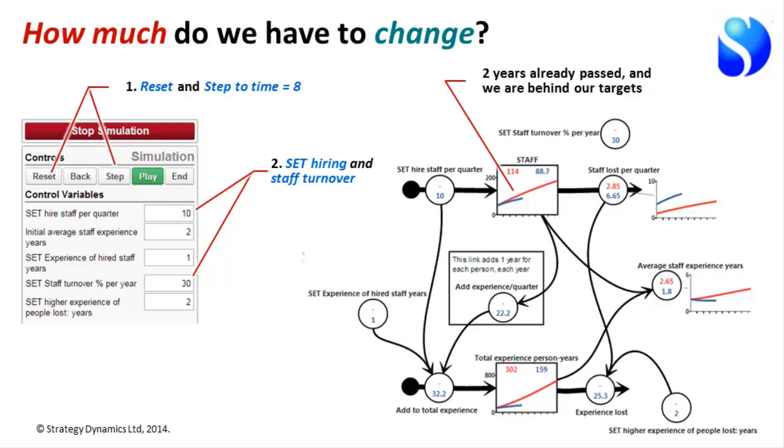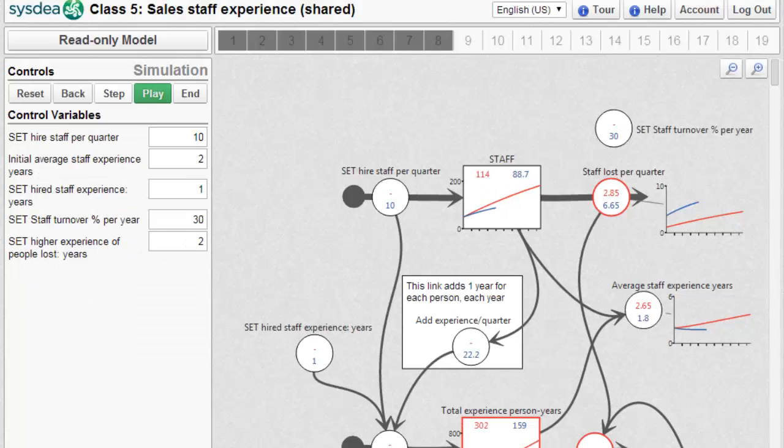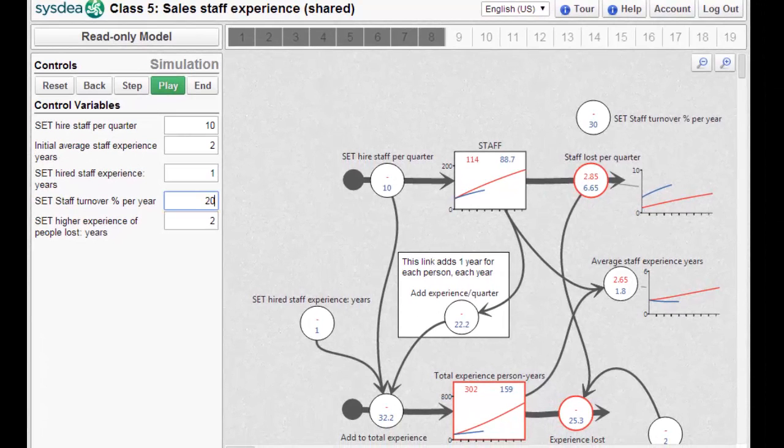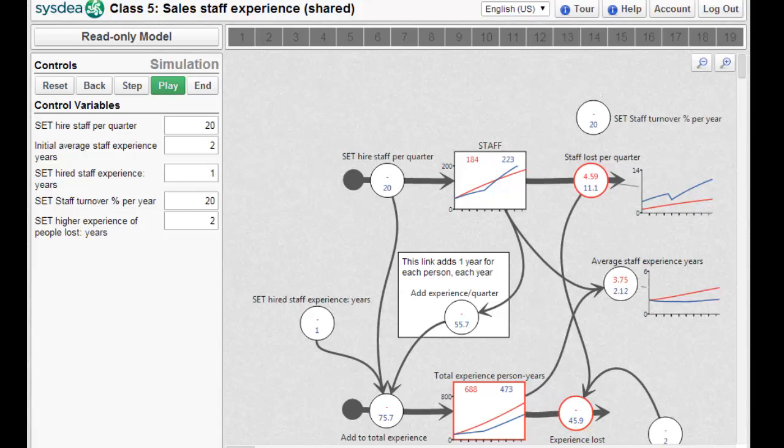How much do you have to cut that turnover rate? And how fast do you have to hire to hit 200 people with 3 years average experience? There's more than one answer to this question, by the way, because you've got 2 degrees of freedom on your decision. Okay, here's my best effort, which is if I can cut turnover to 20% for the last 3 years and hire at the rate of 20, I certainly get the number I want, but I'm still way, way behind on the experience that I need.